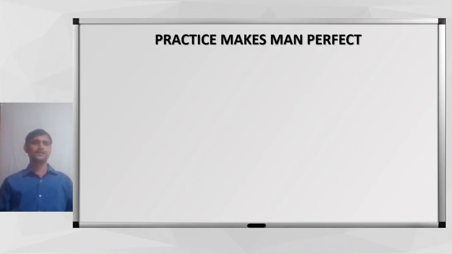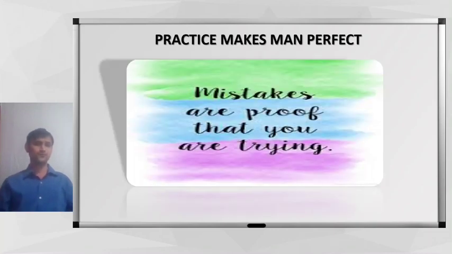Now next, see today's positive thought or motivational thought: practice makes a man perfect. Without practice you can't write down the reactions. So continuous practice is very important to write down the reactions or complete the reactions. Mistakes are proof that you are trying. So if you continuously try to write down the reactions, then you get success. The very important part is practice. If you practice, then you can write down the reactions easily.